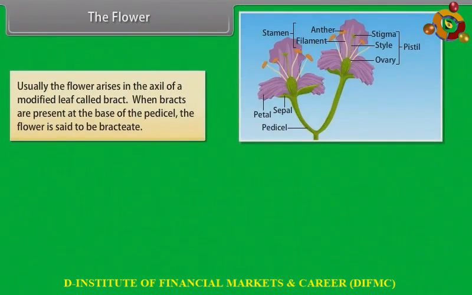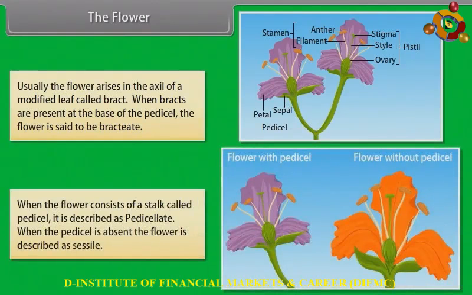When bracts are present at the base of the pedicel, the flower is said to be bracteate. When the flower consists of a stalk called pedicel, it is described as pedicellate. When the pedicel is absent, the flower is described as sessile.